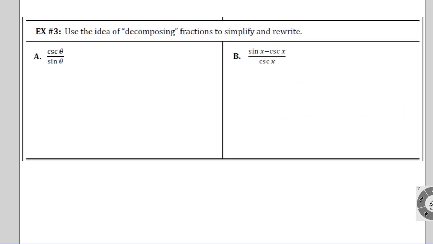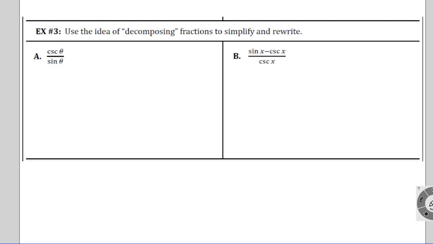And these are different ideas. One thing about identities is that there's no one way to solve it. You might solve it one way, somebody else might do something else. As long as it's legal, mathematical moves, it's great.